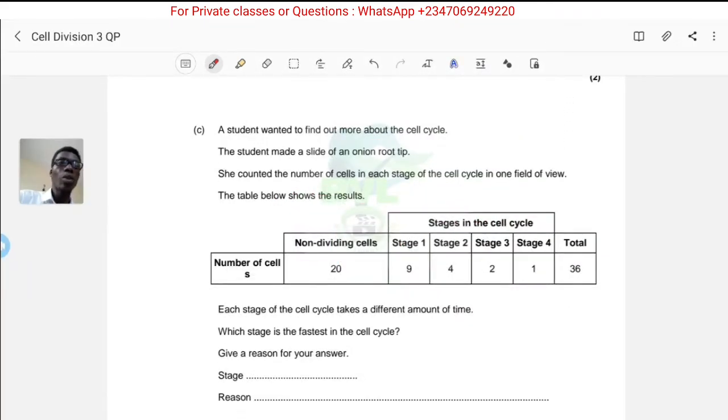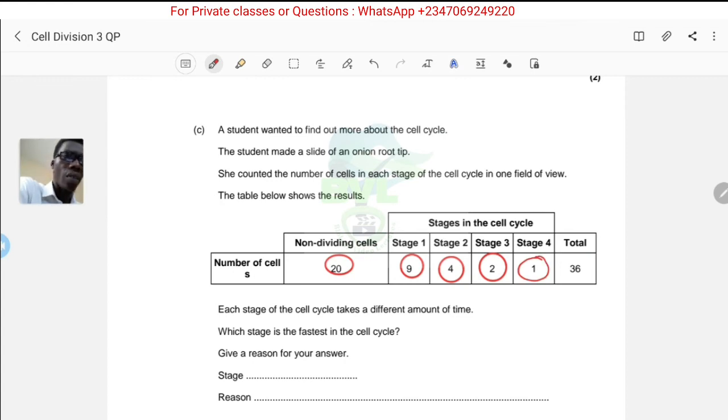Okay, it says here, a student wanted to find out more about the cell cycle. The student made a slide of an onion root tip. She counted the number of cells in each stage of the cell cycle in one field of view. The table below shows the results. Okay, number of cells, we have 20 cells that are not dividing. We have 9 cells in stage 1 of cell cycle. We have 4 cells in stage 2. We have 2 cells in stage 1. We have 1 cell in stage 4.